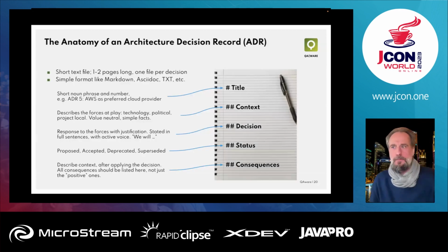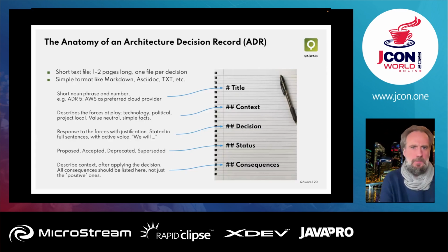And again, a simple Markdown file, if you like, or put it into your Arc42 documentation as part of the Markdown documentation. It should not be longer than 1 or 2 pages, right? You can do it in Markdown, AsciiDoc, plain text, Confluence, whatever you like. Give your architecture decision a number and a suitable name, like AWS is our preferred cloud provider. Then give some context. What are the forces at play? Maybe political things, project-local things that need to be taken into account.